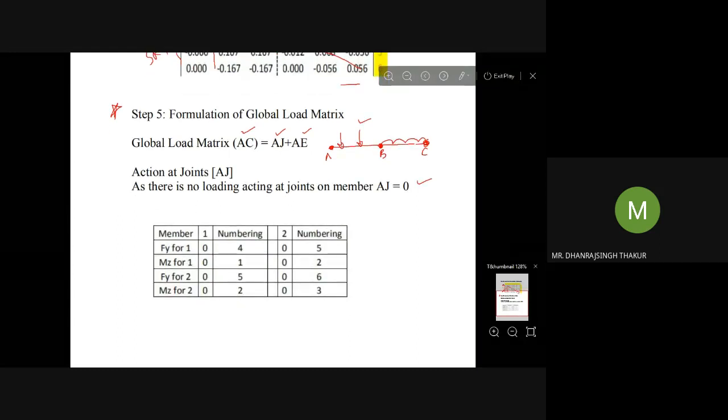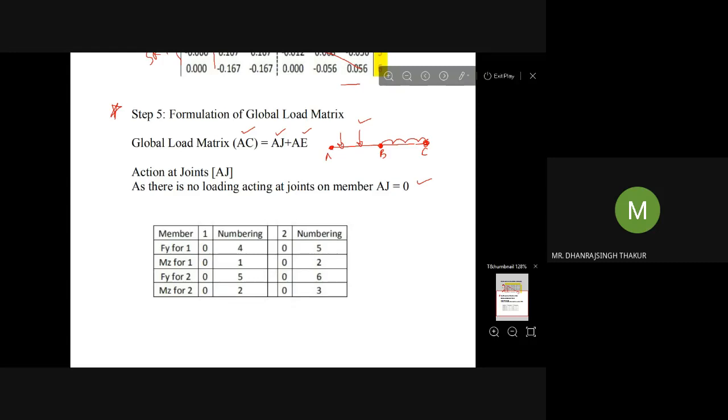So here also I have shown in the table, member 1, member 2, these are the numbering 4152, 5263. So Fy for 1, meaning force in y direction, is nothing, there is no moment. Okay, similarly for member 2 there will be no force along y and no moment. That is why your whole AJ matrix will be 0. This is what I am talking about, the joint load.